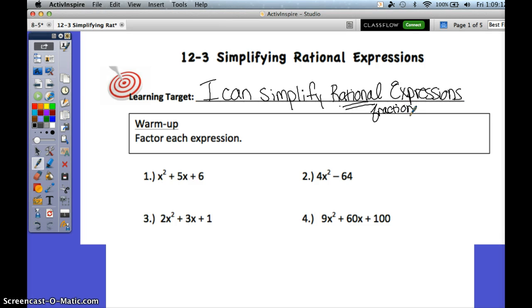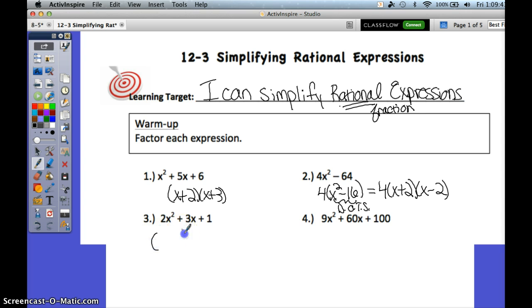For your warm-up, I want you to go ahead and on your own factor each one of these. Okay, number 1, you should have gotten x plus 2 times x plus 3. Number 2, you first factored out the GCF of 4. You got x squared minus 16, but then you saw this was a difference of 2 squares. So you got 4 times x plus 2 times x minus 2. Number 3, you should have factored and got 2x plus 1 times 2x plus 1.